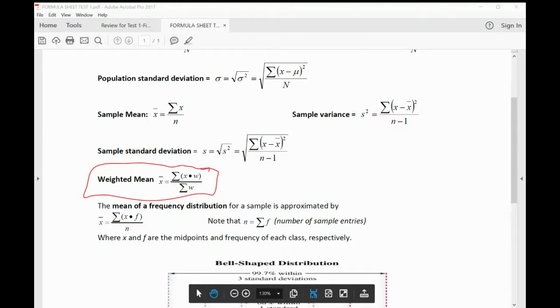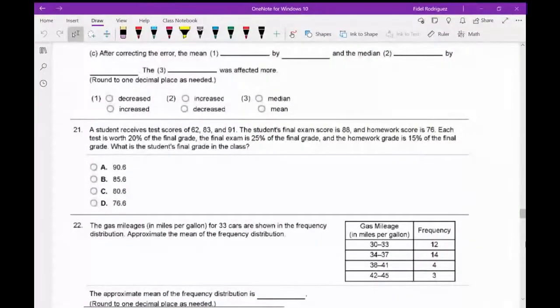Okay, so let me close up the formula sheet, and go back to the problem that we were looking at. Here we go. Okay, so number 21 says a student receives test scores of 62, 83, and 91. The student's final exam is 88, and homework score is 76. Each test is worth 20% of the final grade, and the final exam is worth 25% of the final grade. And the homework grade is 15% of the final grade. What is the student's final grade in the class?